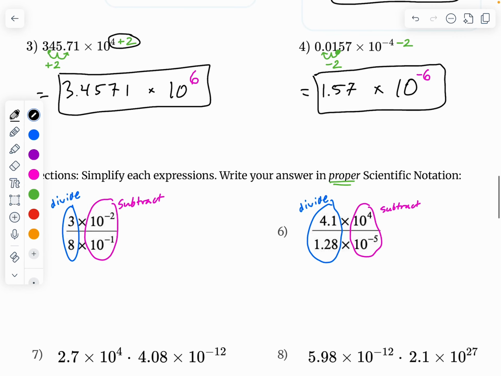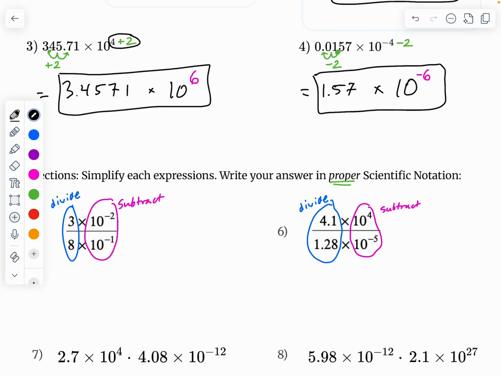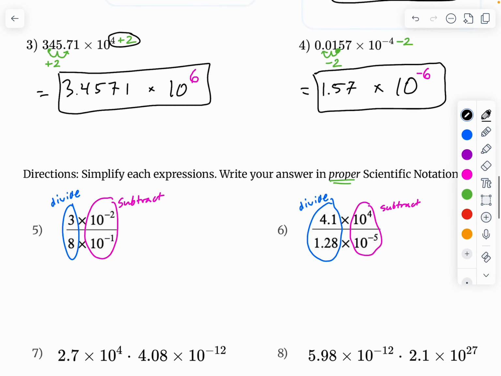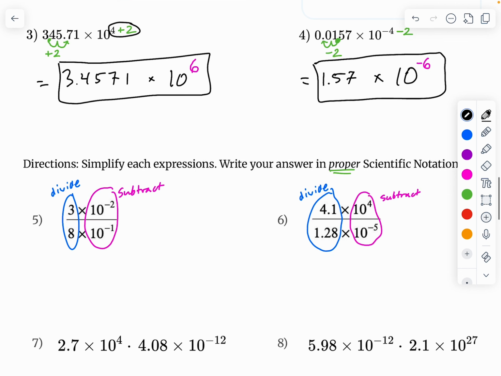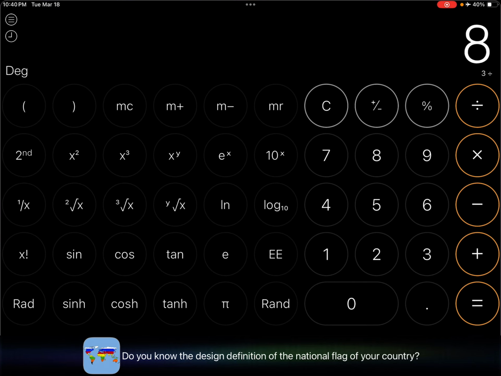Now for number 5 and 6, our goal here is to simplify and write it in proper form. Very good practice for our test here. For number 5, what did you get when you divided 3 by 8? 3 divided by 8 as a decimal. I know this one. 3 divided by 8 is 0.375. Should we double check that? Sure. 3 divided by 8.